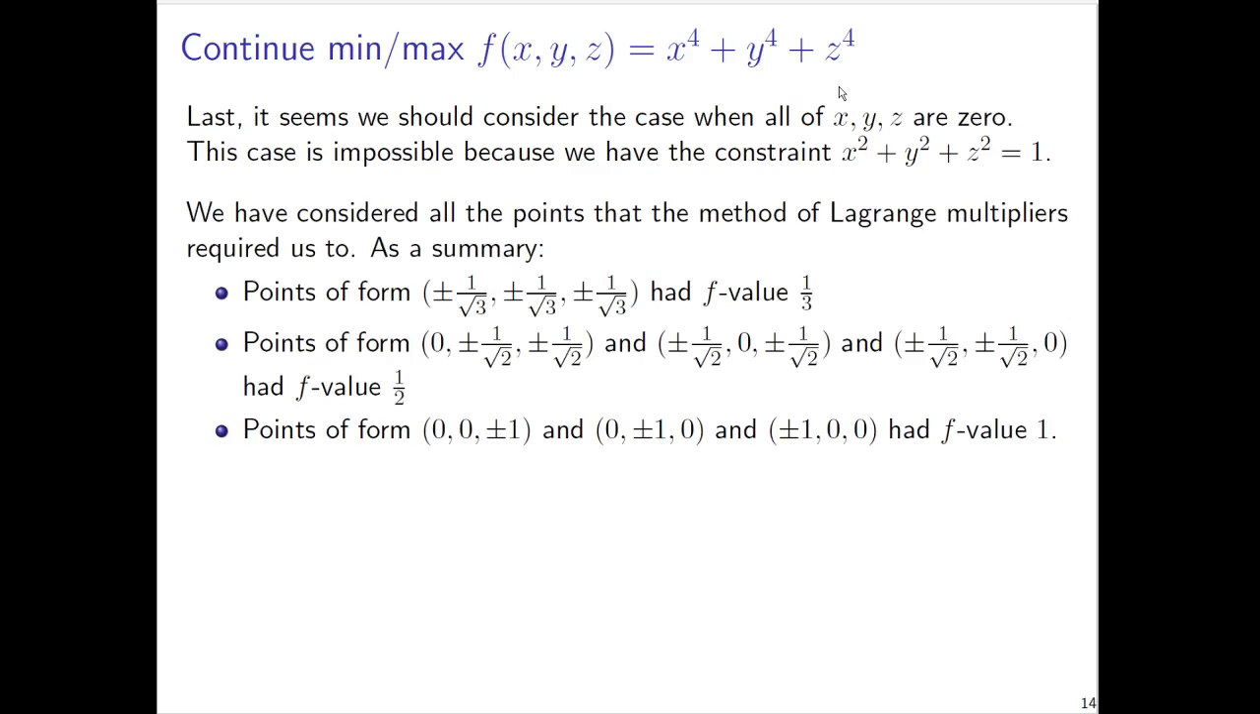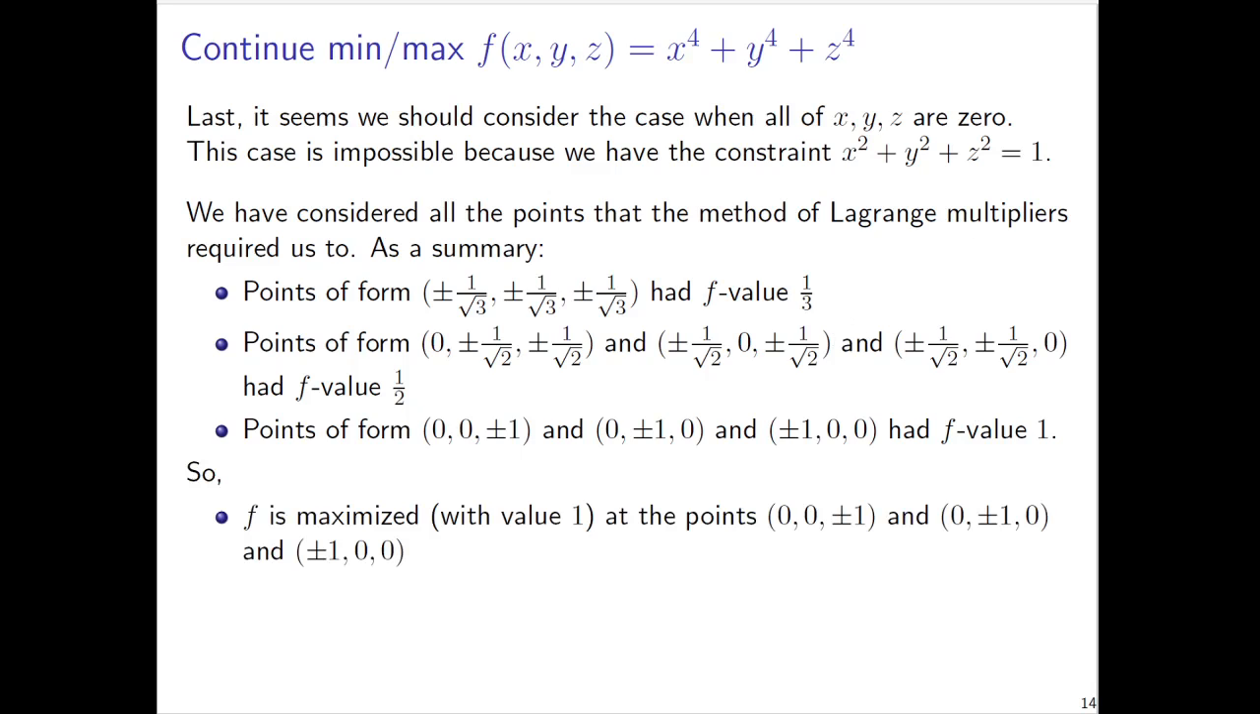Points of the form you see there, plus or minus 1 over root 3 for each of the coordinates, had f value 1/3. Points where one coordinate is 0 and the other two coordinates are plus or minus 1 over root 2, had f value 1/2. And then finally, points of the form where two of the coordinates are 0 and then the remaining coordinate is a plus 1 or a minus 1, had f value 1. So look at these f values, 1/3, 1/2, and 1. And then we will now summarize, right?